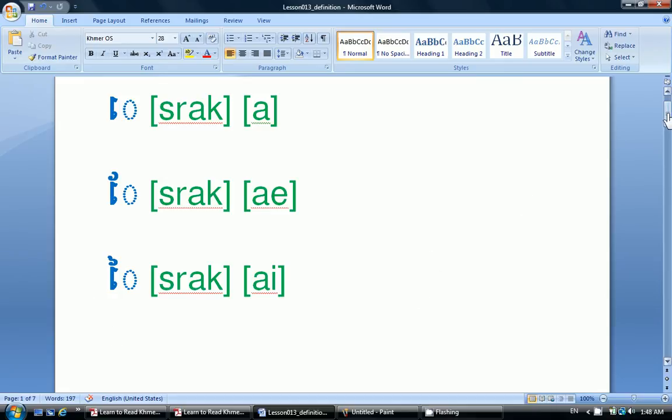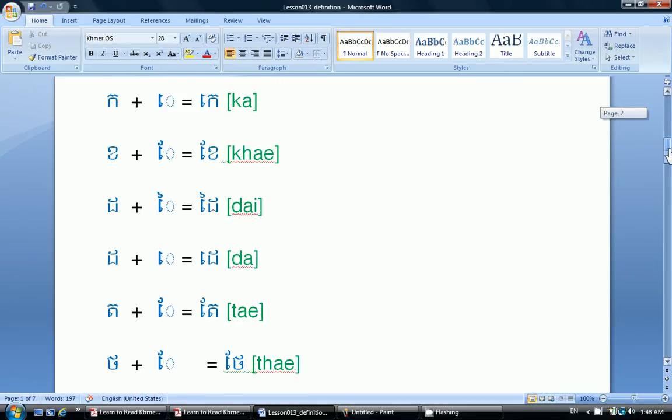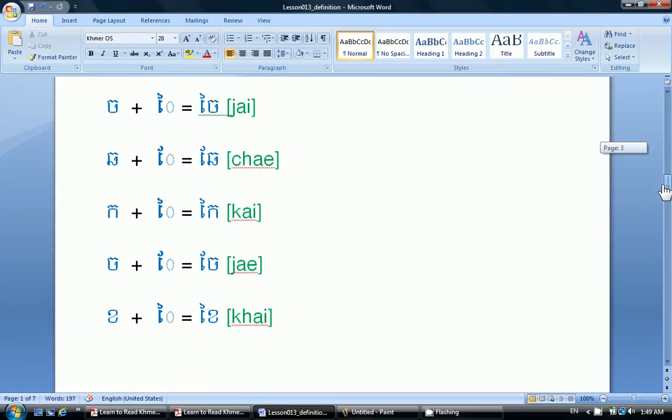Okay, let's practice reading the words by saying the consonant, the vowel, and then the word. All right, start with ko. Ko srak ke, khaw srak khai, do srak dai, do srak de, thaw srak tai, thaw srak thai. Let's look at another set. Chaw srak chai, ko srak kai, khaw srak khai.